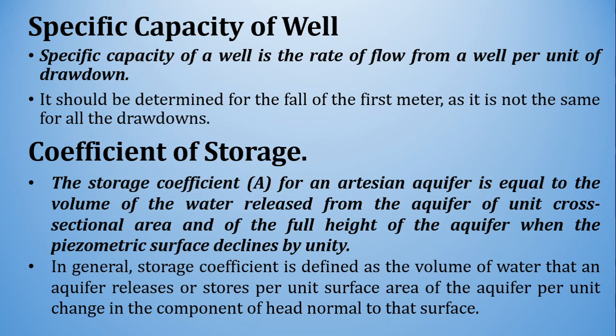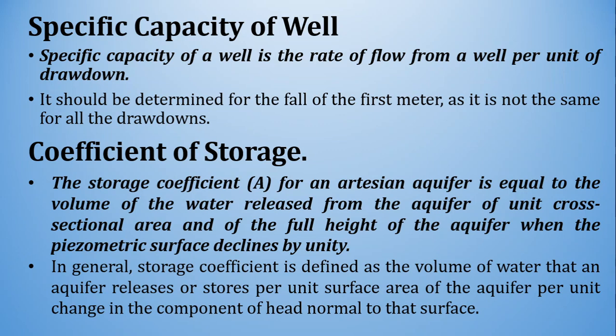Now the specific capacity of well. Specific capacity of a well is the rate of flow from a well per unit drawdown. It should be determined for the fall of the first meter, as it is not the same for all the drawdowns.